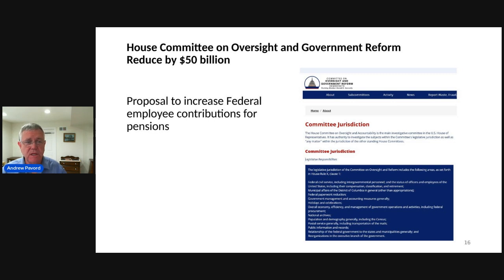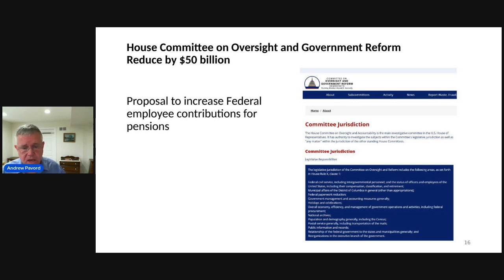Lastly is the House Committee on Oversight and Government Reform, which is instructed to reduce spending by $50 billion over 10 years. And basically the way this committee is going to reduce the federal spending is they're going to increase federal employees' contributions for pensions. That's the proposal on the table.